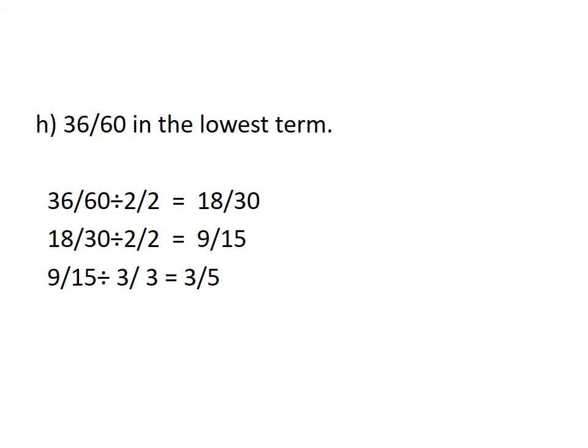Again 18 upon 30, both are divisible by 2. Answer will come 9 upon 15. 9 and 15 both are divisible by 3. Okay, answer will come 3 3s are 9, 3 5s are 15. 3 and 5 both are in the lowest term. You are not able to divide 3 and 5 with the same number.